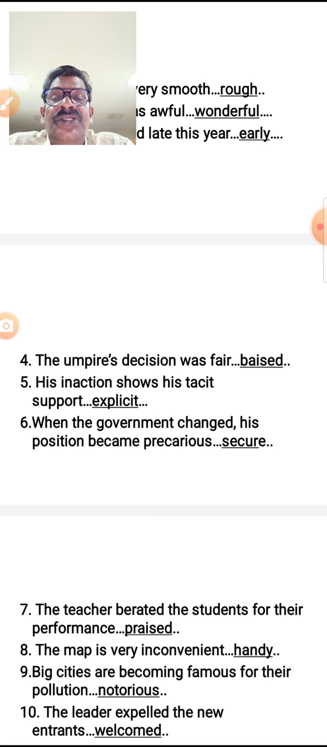His inaction shows his tacit support. Tacit is a word. For tacit, the antonym is explicit. All right. Now come to the sixth sentence. When the government changed, his position became precarious. Precarious, the exact opposite word, or the antonym, is secure.